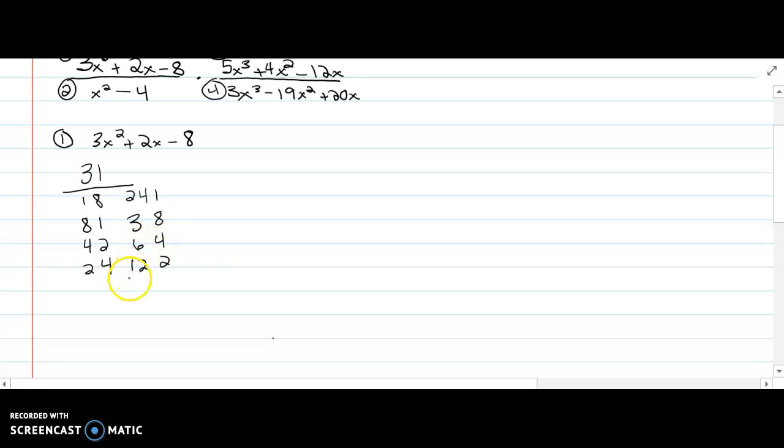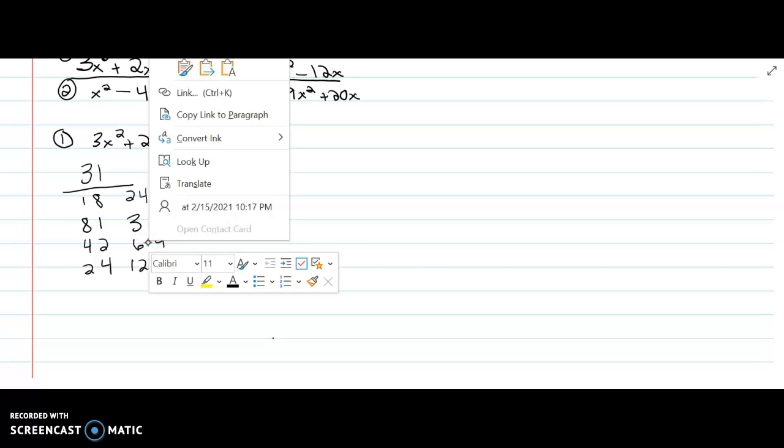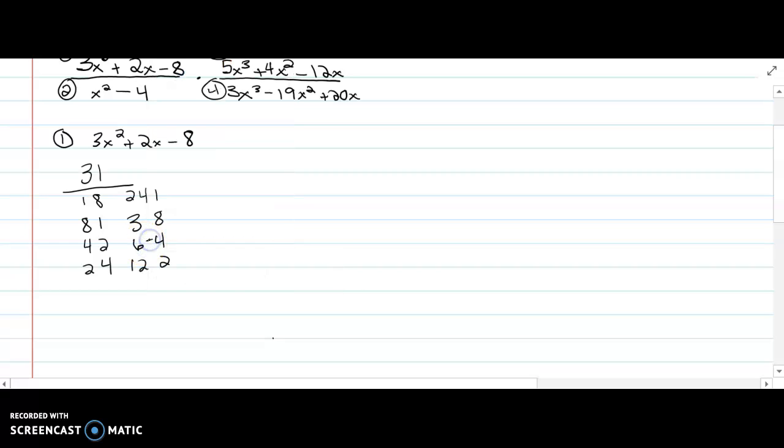Well, I can use this 6 and 4 right here to get to 2 if I make this 4 a negative. Right here. Well, I get this 4 from right here. There's my combination. And I write my answers vertically. This one, I got 3x minus 4 and x plus 2.